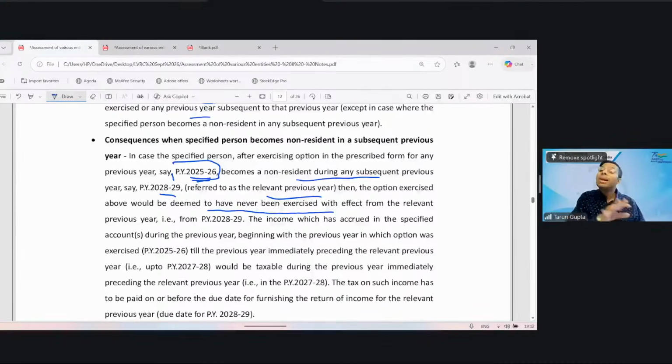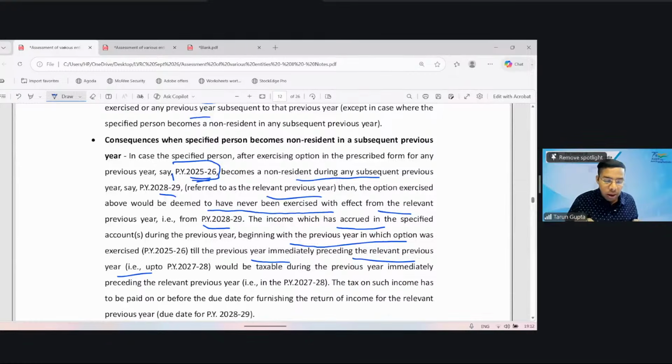So this income left untaxed, which should have been taxed, would be deemed to have never been exercised with effect from the relevant previous year, 28-29. The income which has accrued in the specified account during the previous years, beginning with the previous year in which the option was exercised, 25-26, till the previous year immediately preceding the relevant previous year. You understand why I'm telling you preceding the relevant previous year?